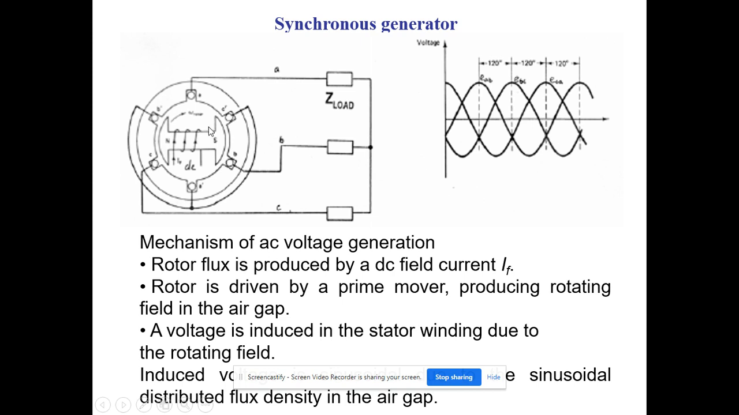When the prime mover rotates the field, initially only a very small voltage is produced. When we give the excitation, an EMF is induced and the three-phase AC supply is produced. The mechanism of AC voltage generation is that the rotor flux is produced by the DC field current. The rotor is driven by a prime mover producing a rotating field in the air gap. A voltage is induced in the stator winding due to the rotating field.